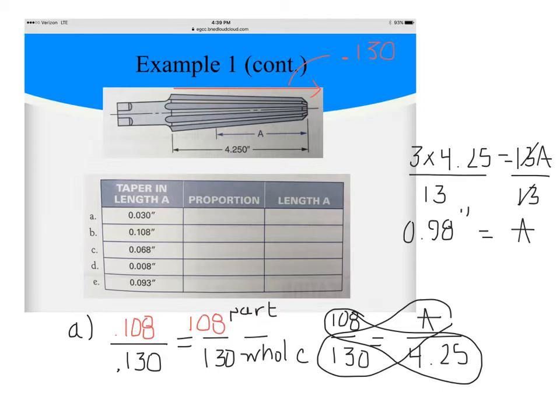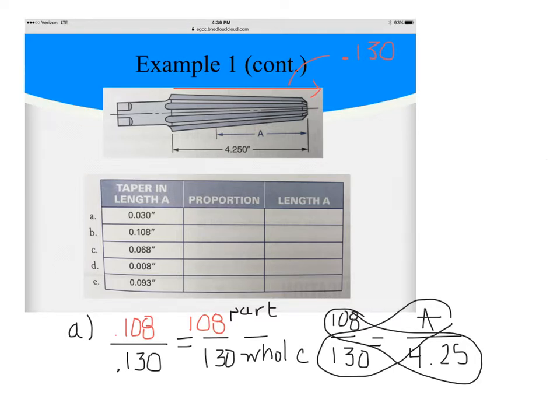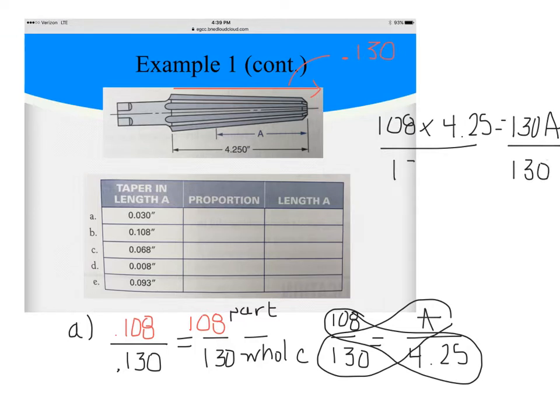So notice that I changed that part over the whole for the taper to 108 over 130 in my proportion as well, and I set it equal to, once again, the length of the part over the length of the total. So that would be A over 4.25. When we cross multiply, one cross product will be 108 times 4.25, and that will equal the other cross product, which will be 130 times A. And once again, to get the A alone, we'll have to divide both sides of that equation by 130.